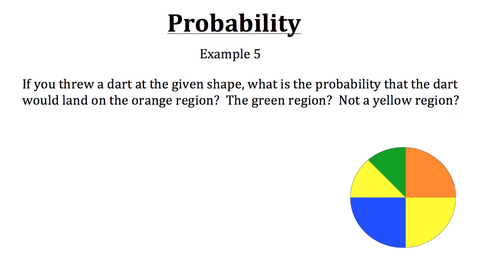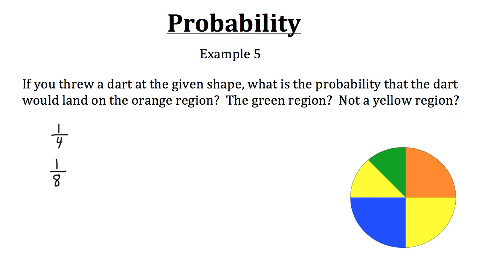So if they're asking us what's the chance that the dart would land on the orange region, well, it would be about 1/4 of the entire shape. Now what about the green region? Well, here, if this was 1/4, it looks like green is half of that. So with this one green section, it would be half of this 1/4 here. So if we took a 1/4 and cut it in half, we'd get an 1/8. So the probability of hitting this green region when we throw a dart would be 1 out of 8.